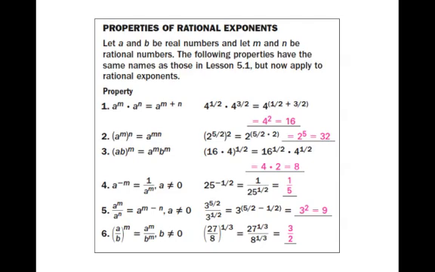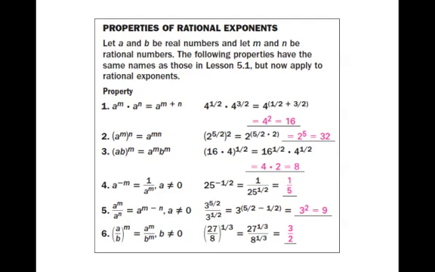A to the negative m is 1 over a to the m as long as a is not equal to 0. So 25 to the negative 1/2 is going to equal 1 over 25 to the 1/2. And then again, an exponent of 1/2 is the same thing as taking the square root. Square root of 25 is 5, so that equals 1/5.